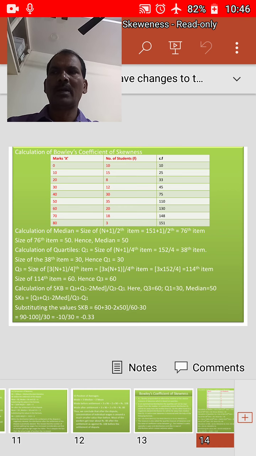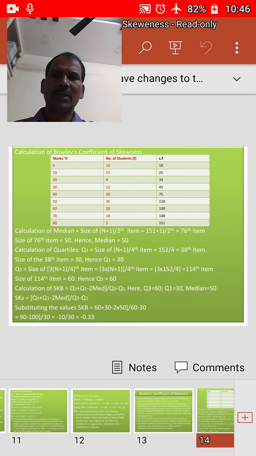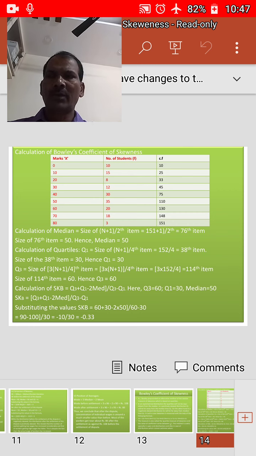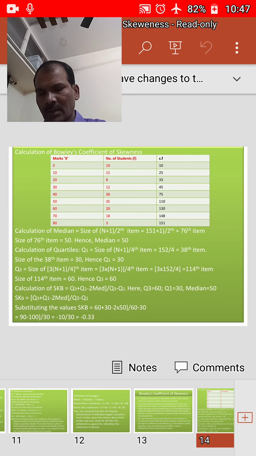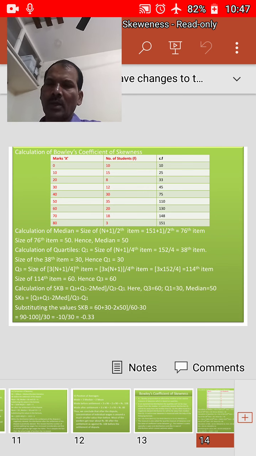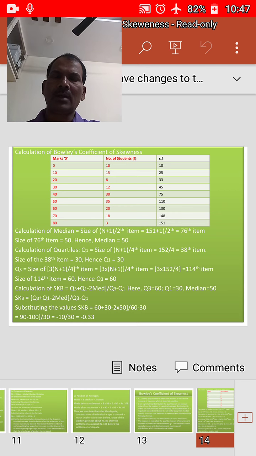Calculation of median. First, median for a discrete series. This is given in the discrete form. Size of (n plus 1) by 2th item. N value is 151. 151 plus 1 by 2, that is 152 by 2, is nothing but the 76th item. The 76th item will lie in the cumulative frequency of 110. The corresponding x value is 50, hence the median is 50.